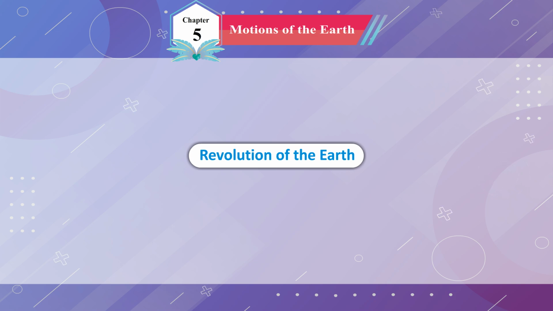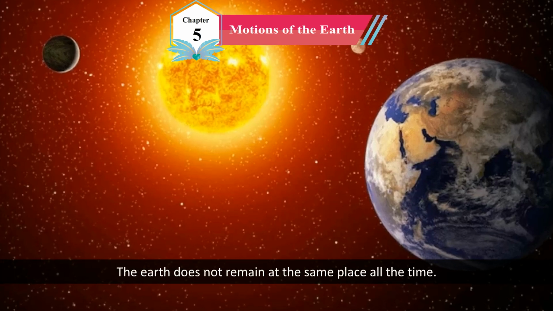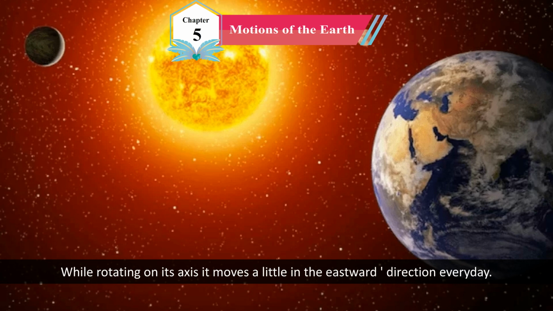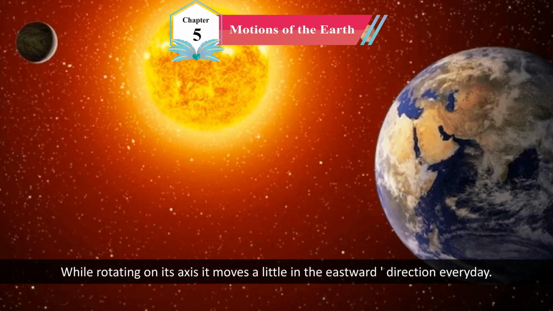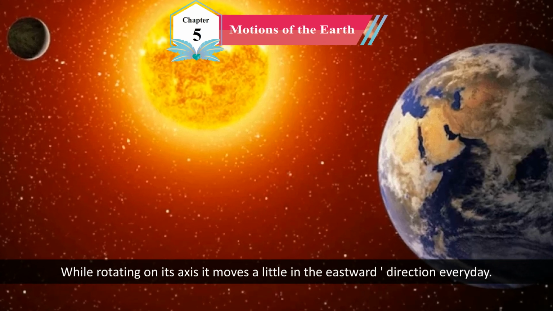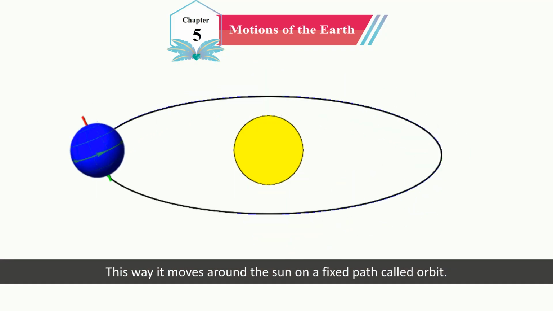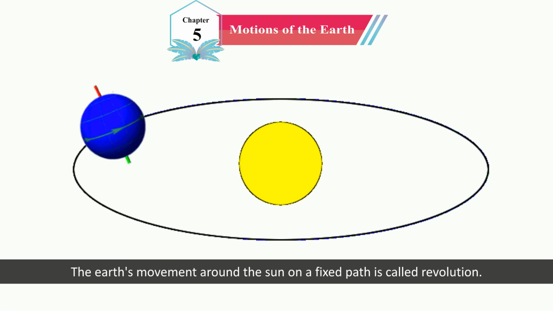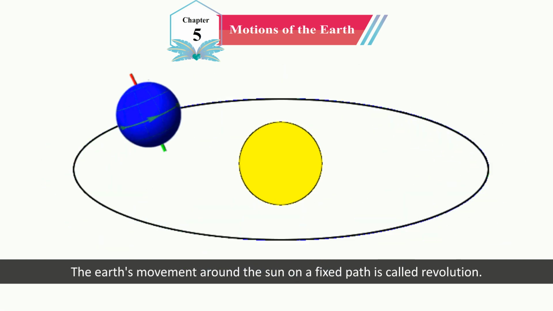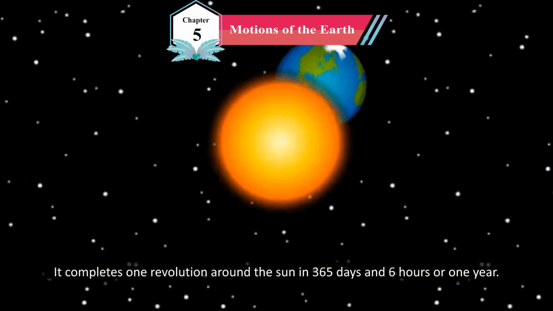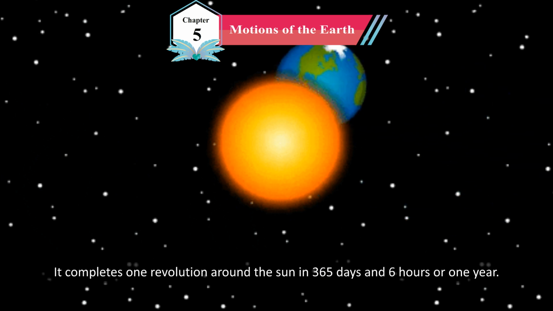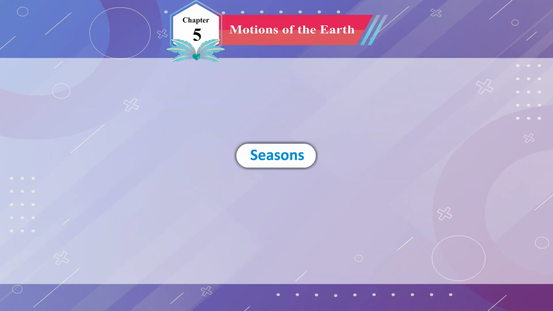Revolution of the Earth. The Earth does not remain at the same place at all times. While rotating on its axis, it moves a little in the eastward direction every day. It moves around the Sun on a fixed path called orbit. The Earth's movement around the Sun on a fixed path is called revolution. It completes one revolution around the Sun in 365 days and 6 hours, or 1 year.